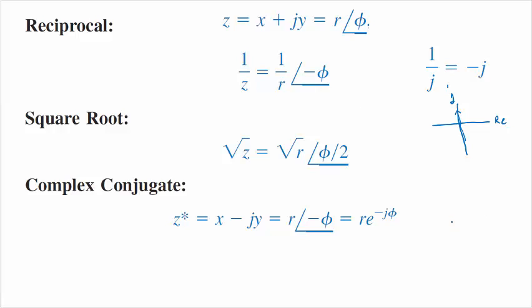If I have some r right here at an angle phi, the complex conjugate of that is down here because it's now at an angle minus phi. And the magnitude stays the same.